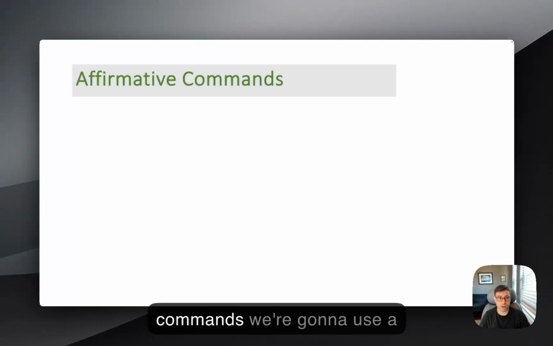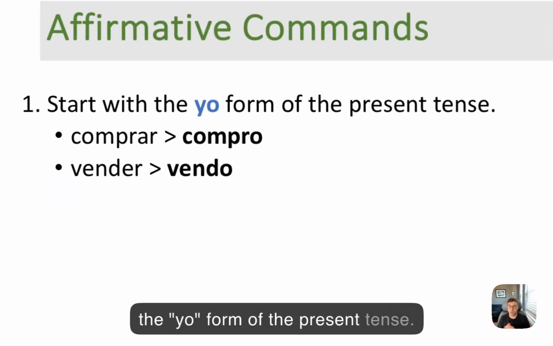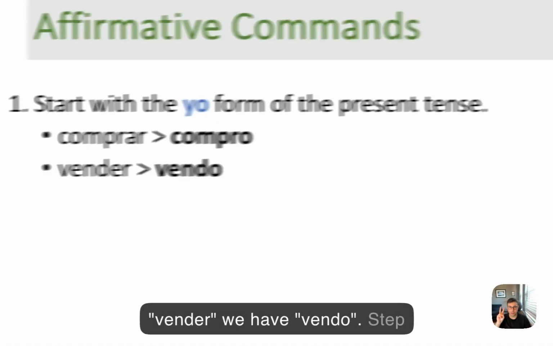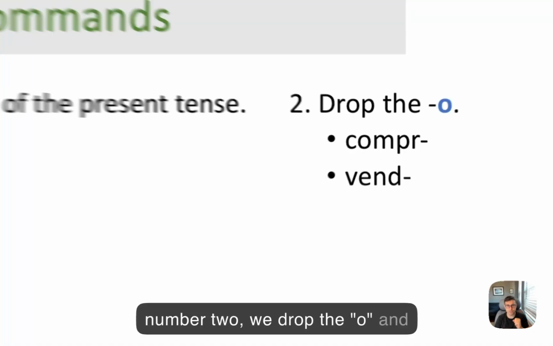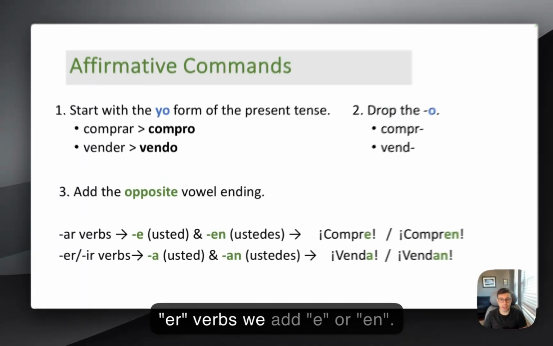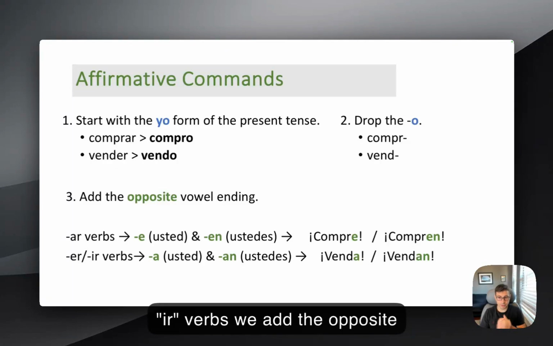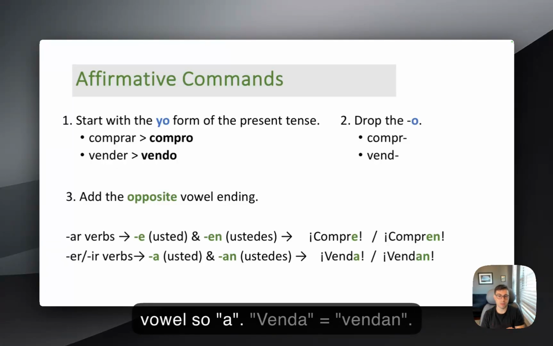For affirmative commands, we're going to use a quick rule using the present tense and the yo form. So we start with the yo form of the present tense. So comprar, we have compro. Vender, we have vendo. Step number 2, we drop the o. And then step number 3, we add the opposite vowel ending. So for AR verbs, we add e or en. So compre, compren. For ER or IR verbs, we add the opposite vowel, so a. Venda, vendan. That's it. Super simple.